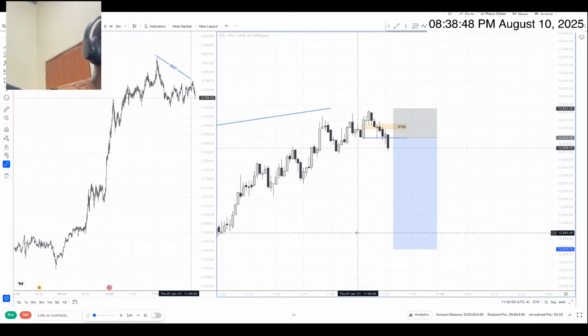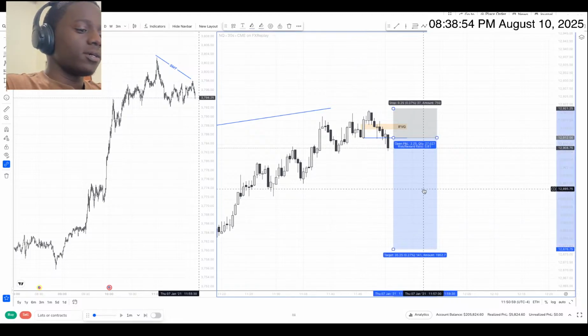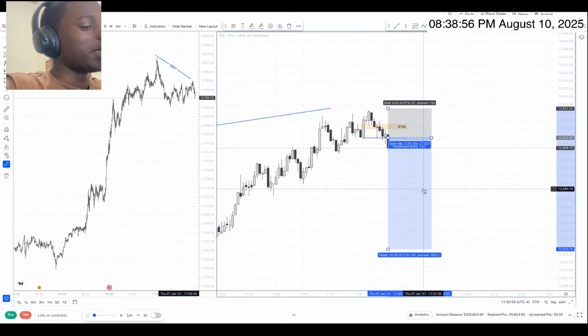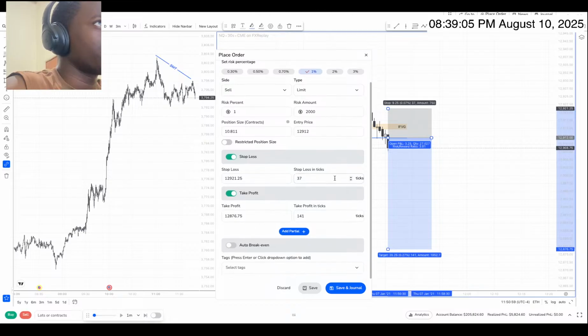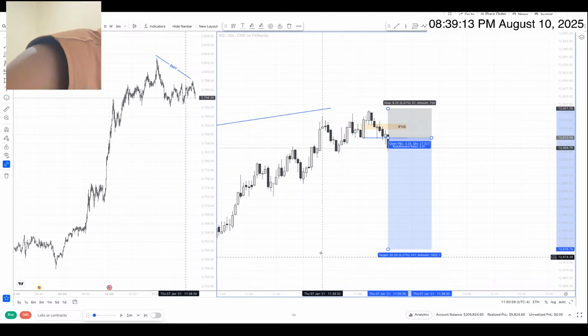And what's the reasoning behind it? Well, we have a higher time frame SMT. We're in a POI, and we've had the bullish move as anticipated. So I'm thinking I might as well get that move. So risk 1% here. It will be a limit. Yeah, I think that will be it. Auto break even.